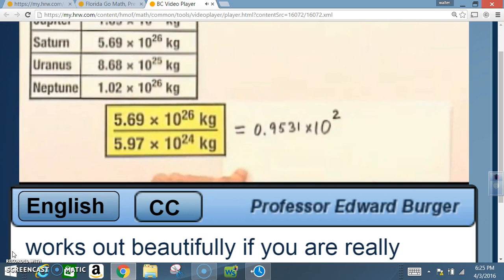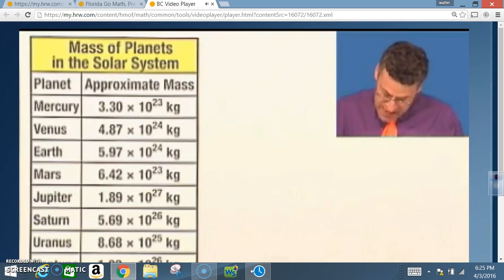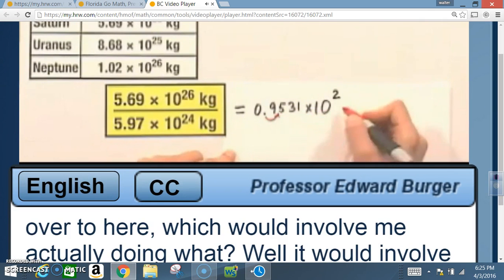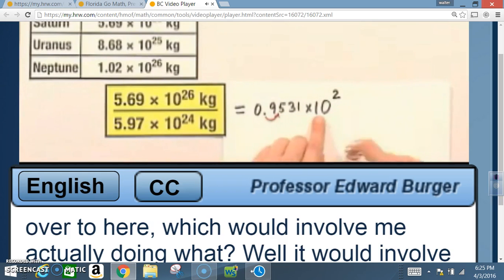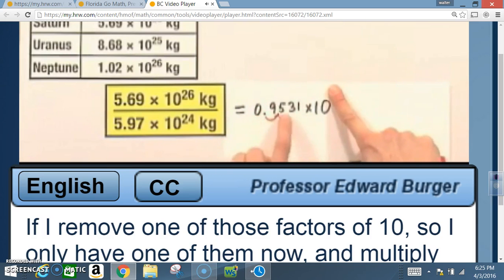Now, it's not written in scientific notation. I want this number to be between 1 and 9, something. So not great. I need to slide this decimal over, which would involve eating up one of the two factors of 10 I have here. If I remove one of those factors of 10, so I only have one of them now, and multiply this by that 10, it slides over.